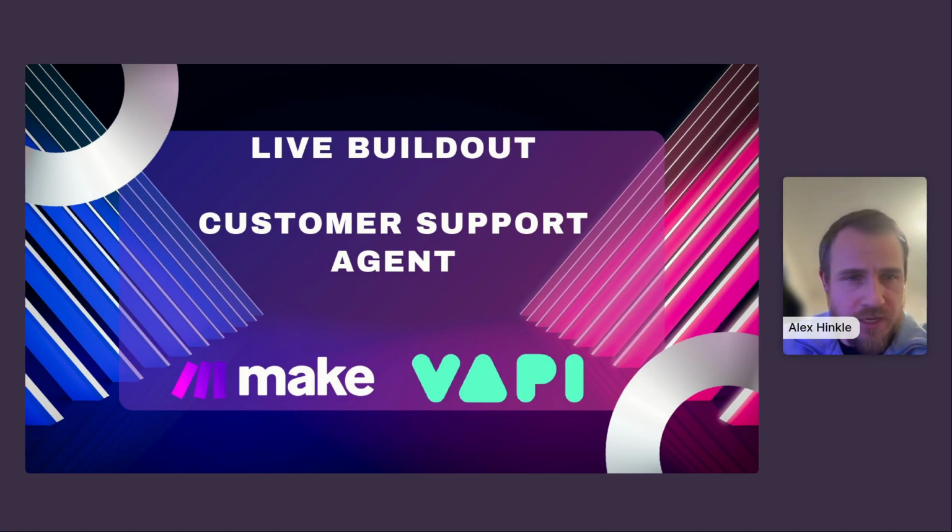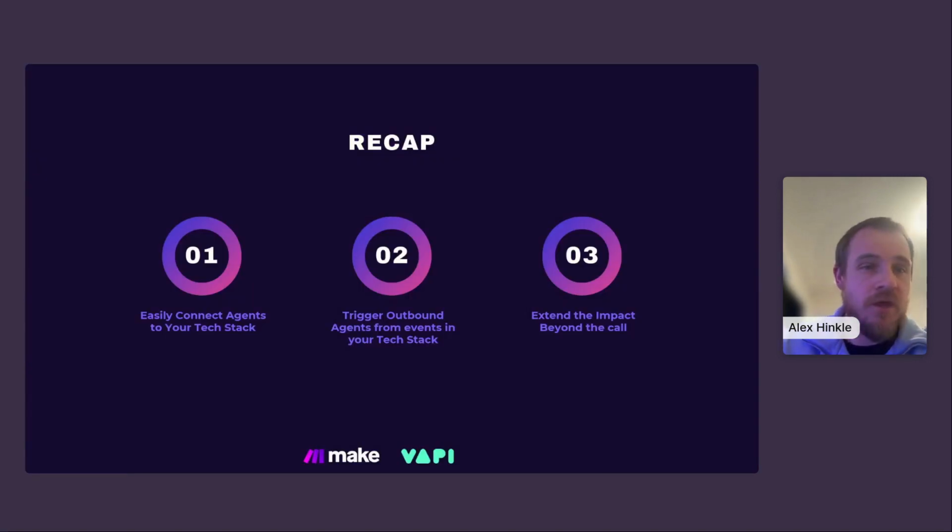So just to recap a little bit of what we've covered. We've covered how to easily connect your voice agents to your tech stack. Also, how to trigger outbound AI agents from events that are occurring inside of your CRM or your tech stack. And then also how to make sure that the impact is extended beyond just the immediate conversation that's happening, for follow-up requests being submitted for the team as well.